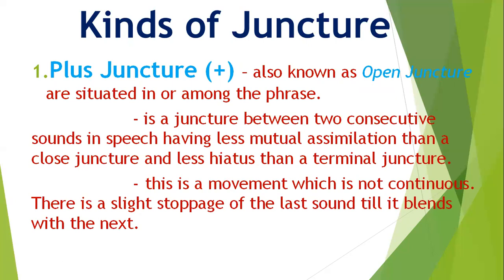Now we have three kinds of juncture. The first one is called plus juncture, and you have the symbol, the plus sign. This is also known as open juncture and is situated in or among the phrase. This is a juncture between two consecutive sounds in speech having less mutual assimilation than a closed juncture and less hiatus than a terminal juncture. This is also a movement which is not continuous. There is a slight stoppage of the last sound till it blends with the next.